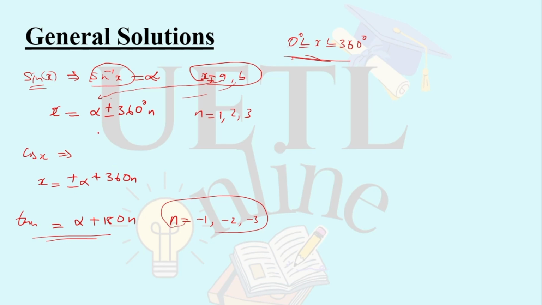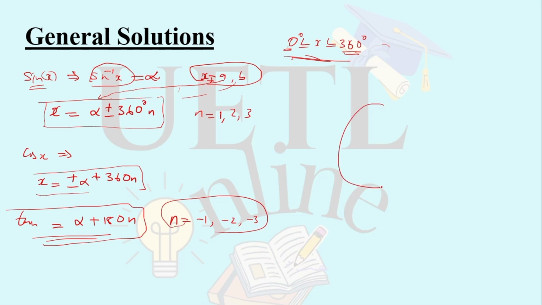So this is it on general solution. Make sure you remember these formulas. So make sure you remember that circle. It's a very good one. You just have to write or select, just copy. And remember that in this quadrant, all these trigs are positive. In this quadrant, only sine is positive. In this quadrant, only tan is positive. And in this quadrant, only cos is positive. So this is it on general solutions.